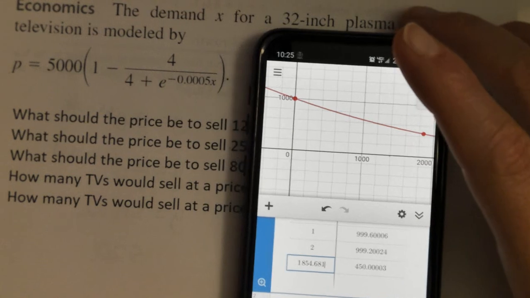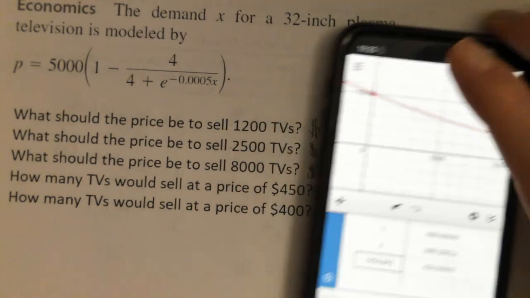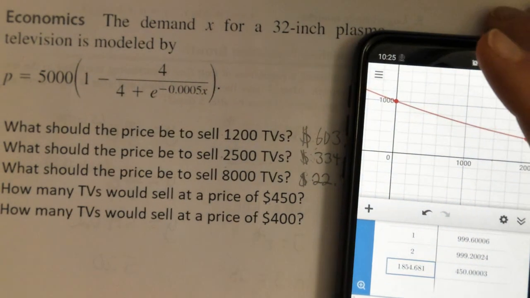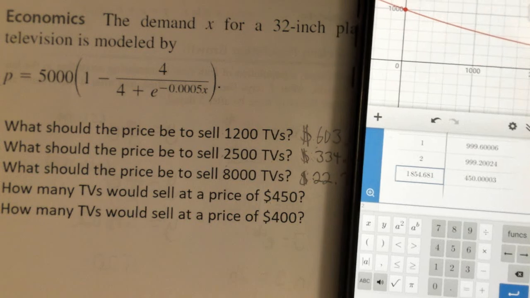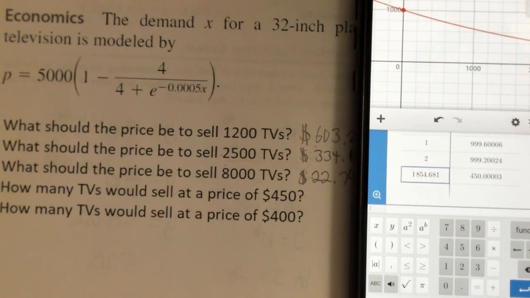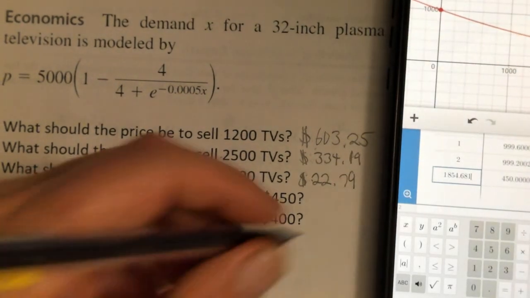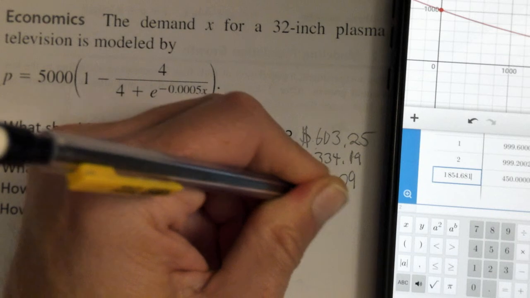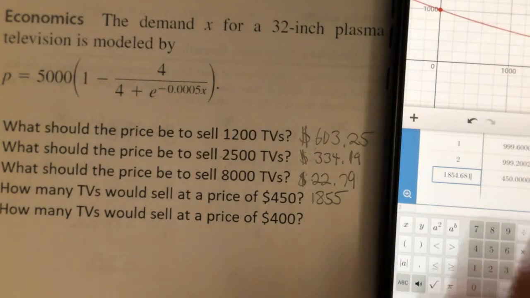And so we can see 1854.61. Again, this is number of TVs, so I should be at a whole number on this. Since we're very, very close to 450, I know that's 1854, and I'll go ahead and round the 0.6 up to 1855. That's how we use our guess and check system to come up with the answer here.